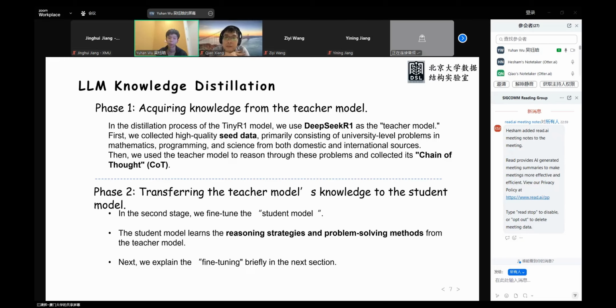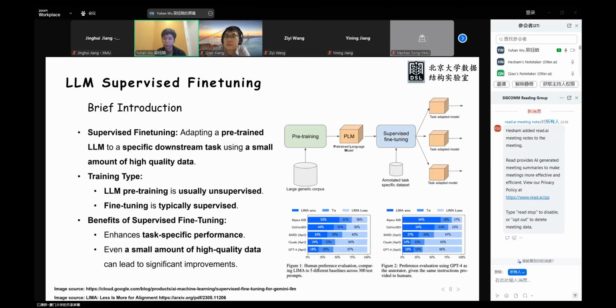Next, we will explain fine-tuning briefly. It's a process that adapts a pre-trained language model to a specific downstream task using a small amount of high-quality data. The key advantage of fine-tuning is that it can enhance performance on specific tasks with a small amount of high-quality data, making fine-tuning a highly efficient technique for optimizing large language models.